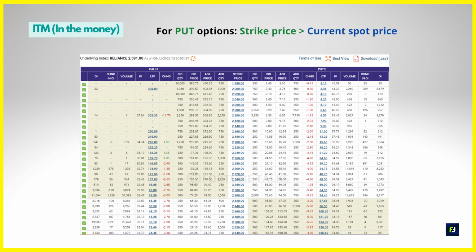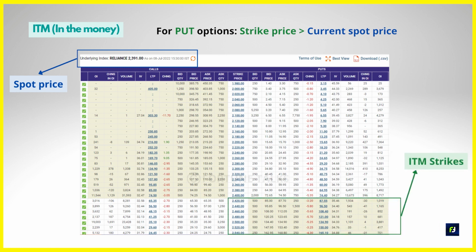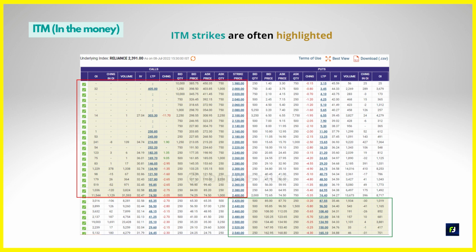On the other hand, a put option is said to be in the money if the strike price is more than the current spot price of the security. For instance, Reliance is now trading at 2,390 rupees. Then the option strikes like 2,420, 2,440, etc., which are greater than the spot price, are said to be in the money strikes. Now, the in the money strikes are usually highlighted. In this particular option chain, the in the money strikes are indicated in yellow.